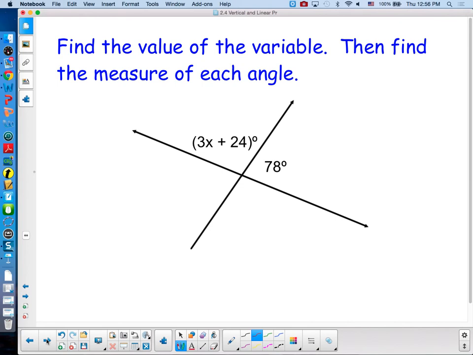I think I forgot an arrow on that. Okay, I forgot an arrow on the end of this one. Yeah, you are right. Is that better?